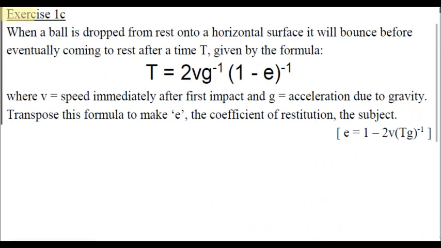Here's exercise 1C for you to attempt. Exactly the same context. The only difference here is that the formula for T is now written on one line. So I have 2 multiplied by V multiplied by G to the negative 1, its reciprocal of G. And that's multiplied by the bracket of 1 minus E, but that's raised to the power of negative 1, again indicating it's a reciprocal. So for exercise 1, we're asked to make E the subject of the equation. The final rearranged form for E is shown in the bracket here. I would encourage you to stop the presentation and try and solve exercise 1C, but a full solution is shown on the following slide.